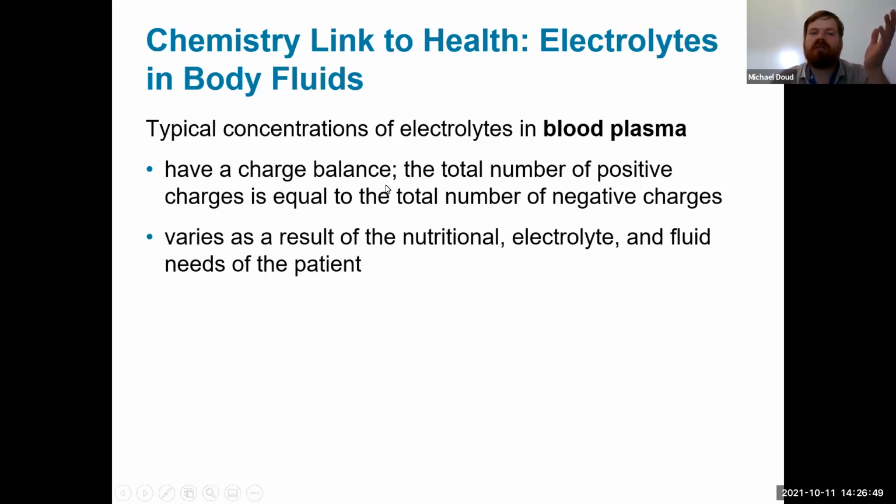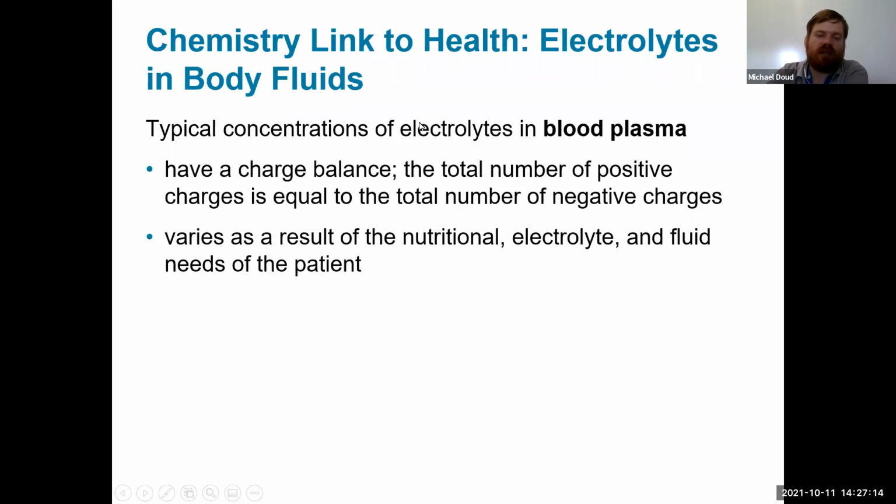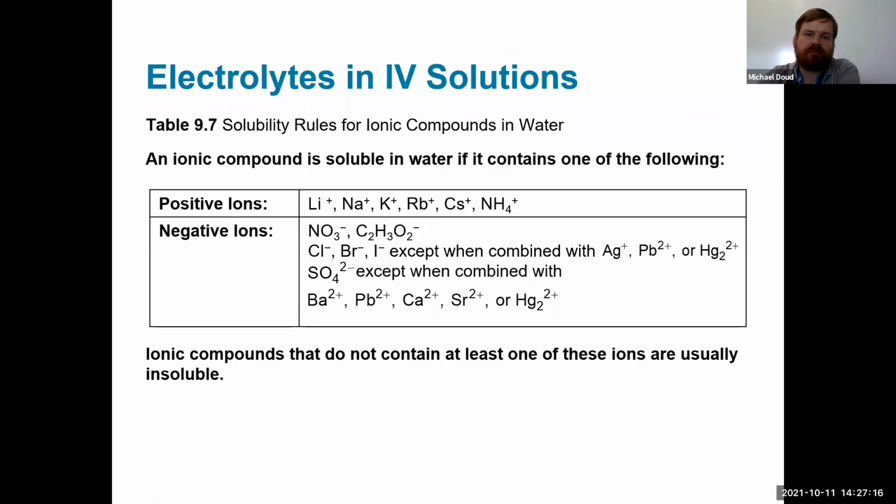And what do we know about electrolytes in blood? We know that it has to be charge balanced. So the total number of positive charges has to equal the total number of negative charges. Across the board, it's very difficult to isolate charge in one location or another. And of course, our body wouldn't do that. And it's going to vary due to nutritional, electrolyte, and fluid needs of a given patient. So that's going to be the case for electrolytes in body fluids.